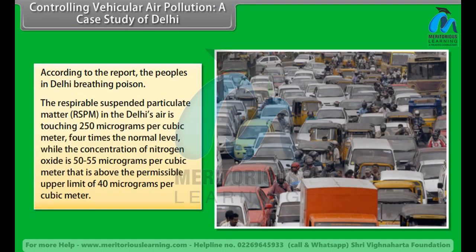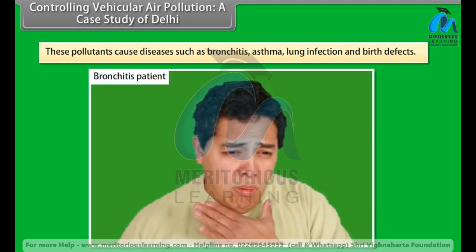The respirable suspended particulate matter, RSPM, in Delhi's air is touching 250 micrograms per cubic meter, 4 times the normal level, while the concentration of nitrogen oxide is 50 to 55 micrograms per cubic meter, which is above the permissible upper limit of 40 micrograms per cubic meter. These pollutants cause diseases such as bronchitis, asthma, lung infection and birth defects.